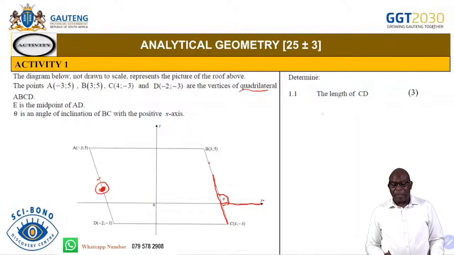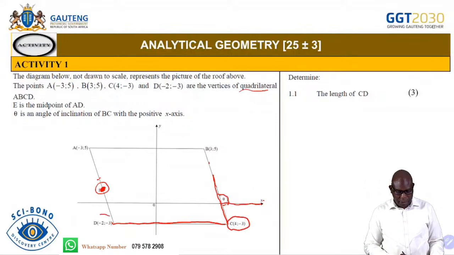The length of CD, which is 3 marks. How do I get the length of CD? Here is my CD. I have my coordinates there of CD. With my coordinates of CD, how do I get the length? Remember, length is the same as distance, so there's no difference between these two. So that's distance. I go to my formula sheet and look for the formula for distance.